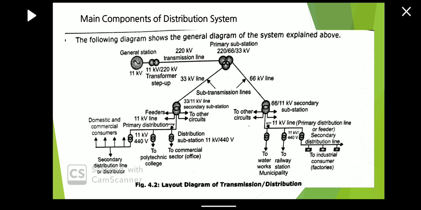Then different substations are also connected to the 11 kV lines serving the railway station, water works and municipality works, and then also distributed to the consumers, factories and so on. So this is the general layout diagram of the transmission and distribution system.